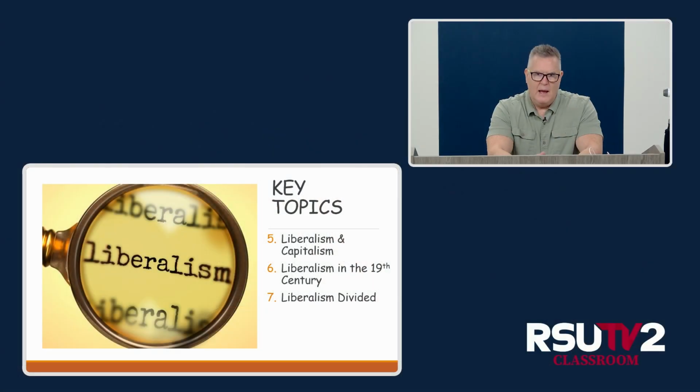Today we're going to talk a little bit about the relationship between liberalism and capitalism. Then we're going to discuss liberalism in the 19th century, and then we're going to talk about the great schism that emerges in the later part of the 19th century between classical liberals and what we would today describe as welfare liberals.